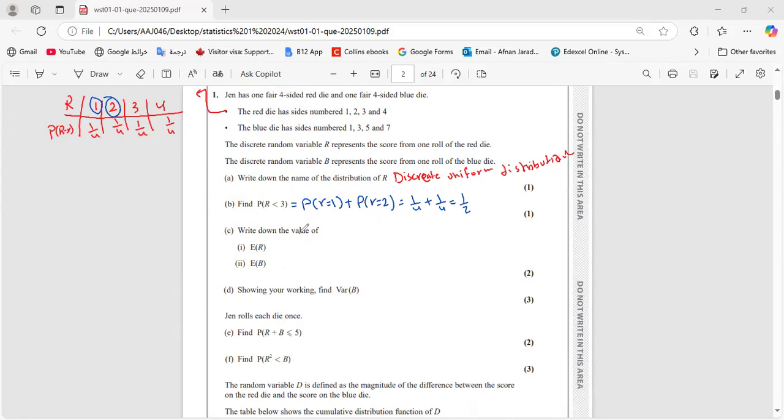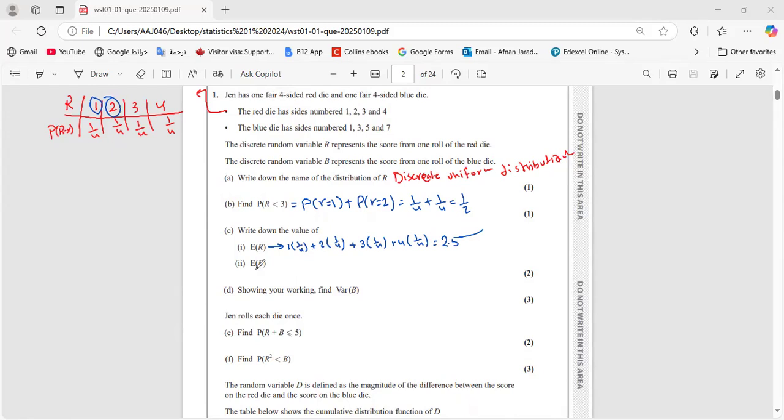Write down the value of the expected value of R. The expected value of R is to multiply R by its probability. So 1 multiplied by 1 over 4 plus 2 multiplied by 1 over 4 plus 3 multiplied by 1 over 4 plus 4 multiplied by 1 over 4, which equals 1 over 4 plus half plus 3 over 4 plus 1, which equals 2.5.